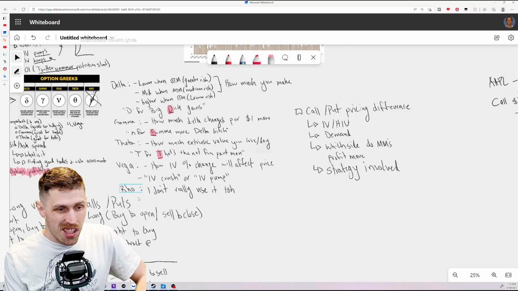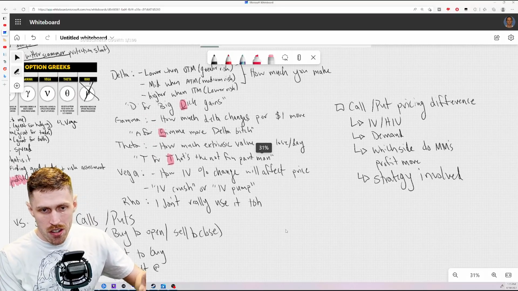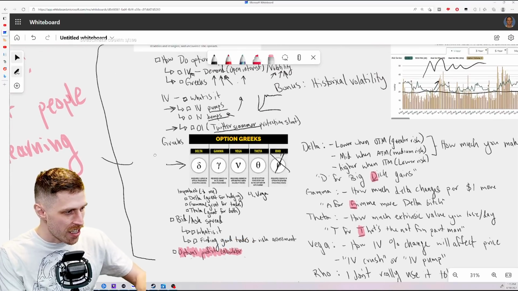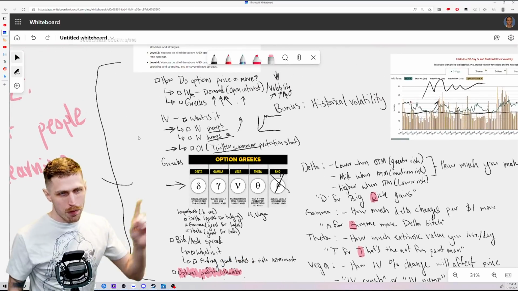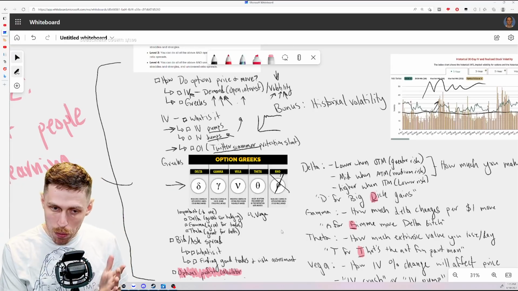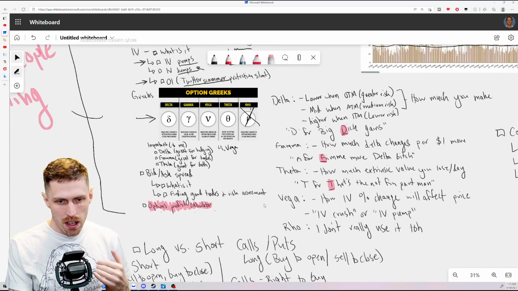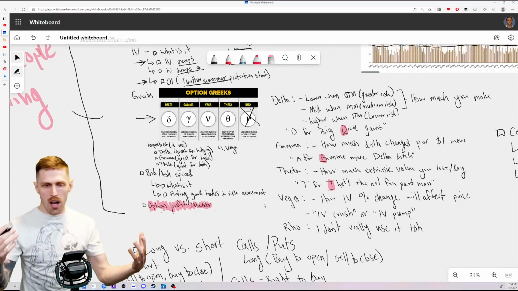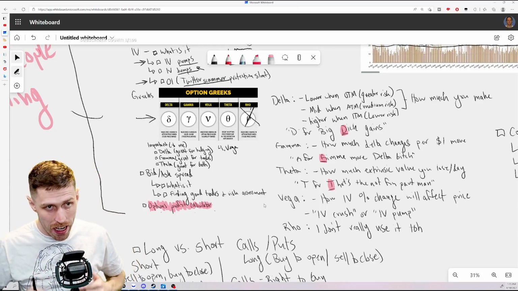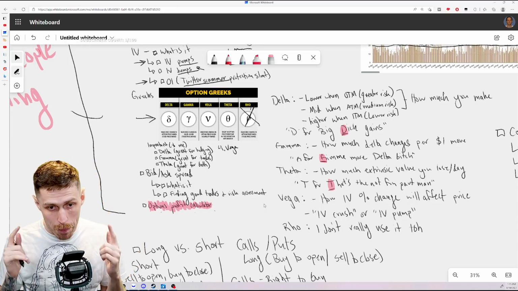Vega. Not going to talk about rho. Vega is how IV percent change will affect price. Now, remember I said there were 2 key factors that kind of price in options, right? You've got IV, which is the implied volatility. You've got the Greeks. Vega will measure the IV percent change and how that will affect price. You can think of this essentially as IV crush or IV pump, pushing the price of the contract down or up. An IV crush obviously is down, an IV pump would be up.